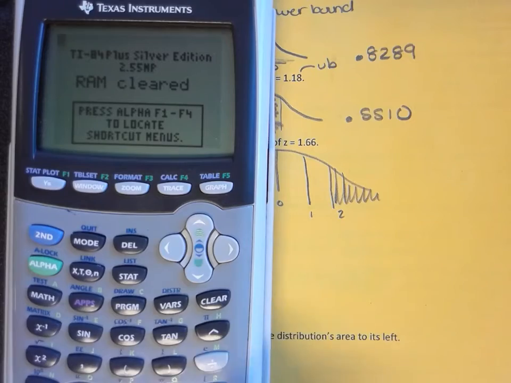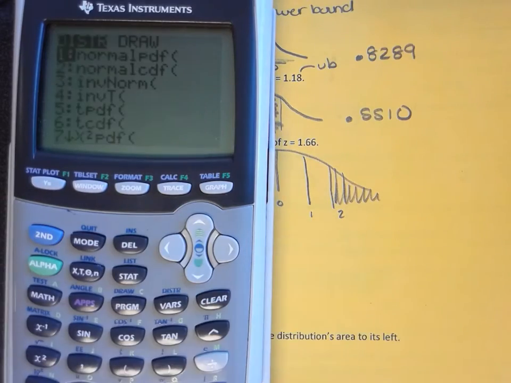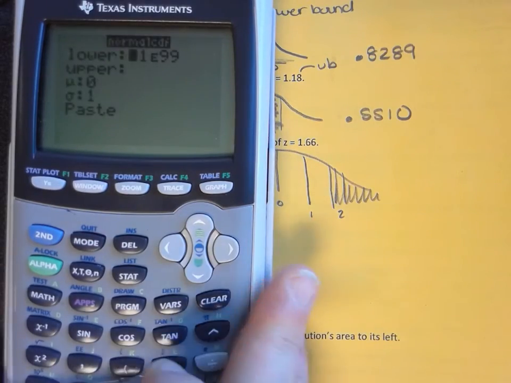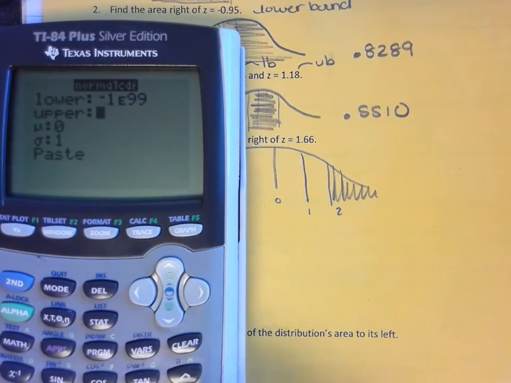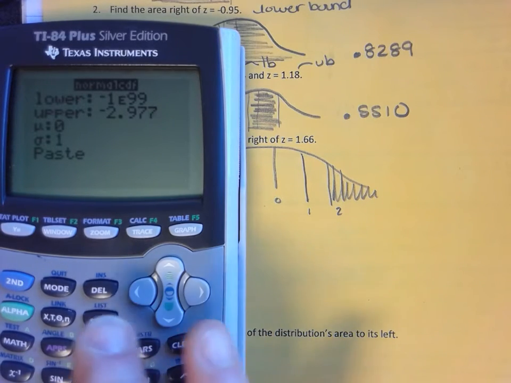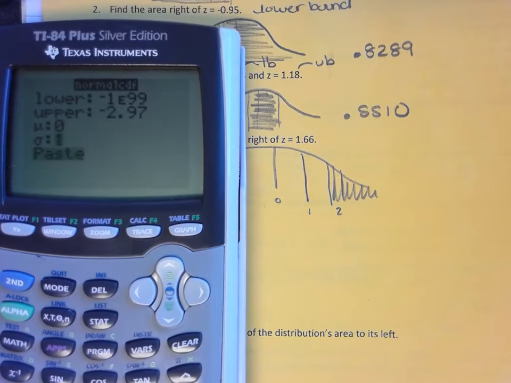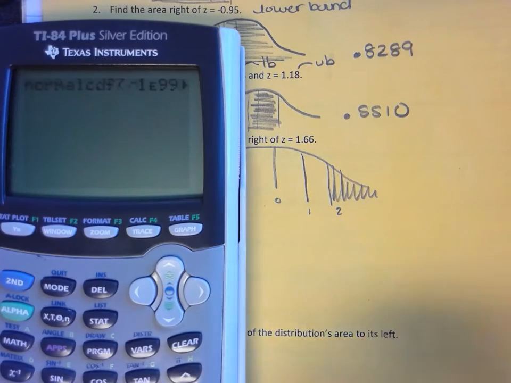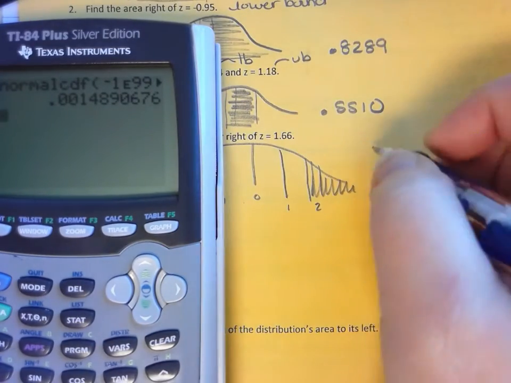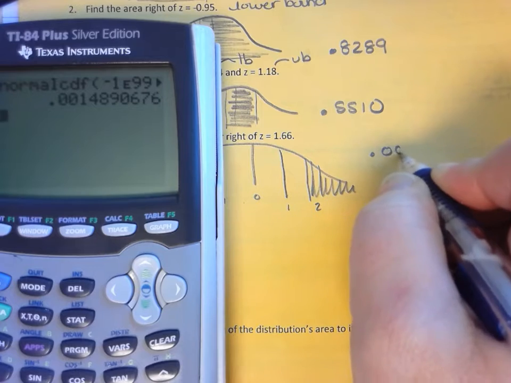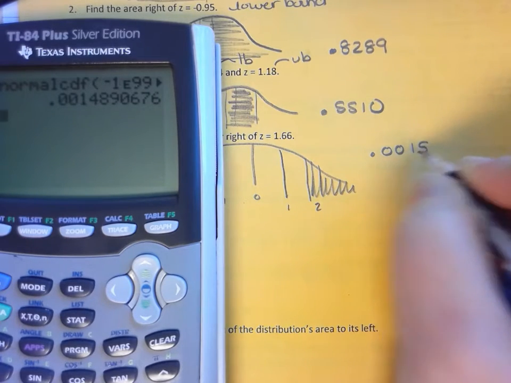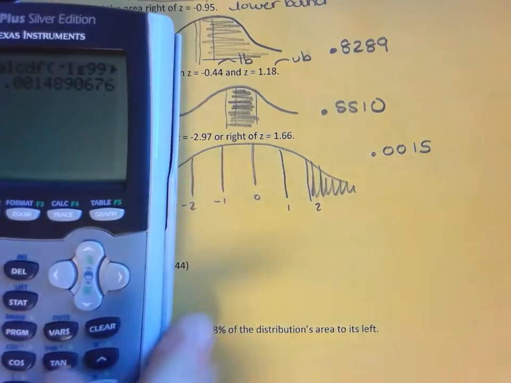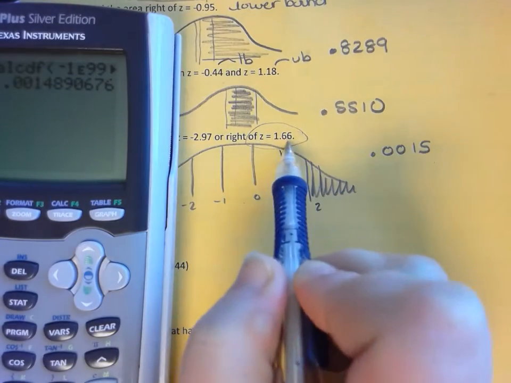So if I have one z-score is negative 2.97. I get 0.0015, right? And then to the right, this is going to be my lower bound now.